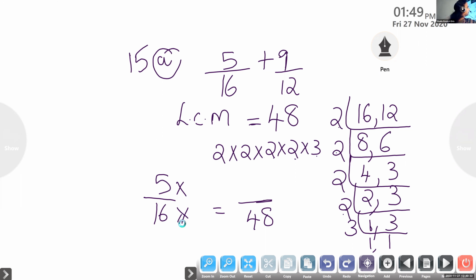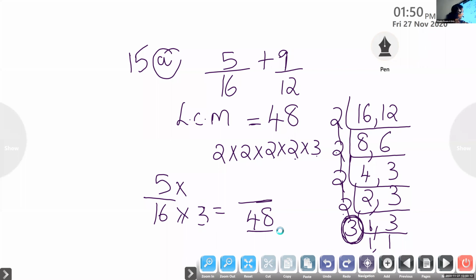Okay, Amanat, unmute and tell me. 16 times which number is 48? Yes, Amanat? Hmm. 16 times which number? I already told 2 into 2, 4. 4 2s are 8. 8 2s are 16. Now what is remaining here? 16 times which number? 3. Okay, 16 into 3 is 48.